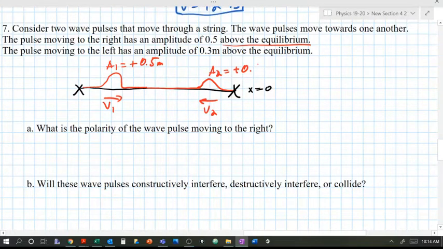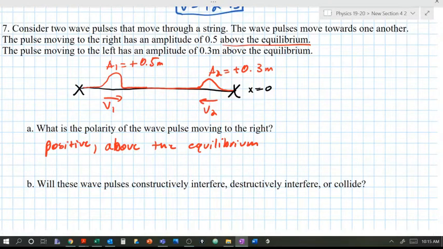Okay, so there is the problem. These two waves are moving towards each other, and when they meet, they will interfere. So first thing is, what's the polarity of the wave pulse moving to the right? Well, the polarity is positive. That's the polarity. Why? Because it's above the equilibrium. And the equilibrium is just the string before we send a wave through it. The equilibrium is just that flat string.